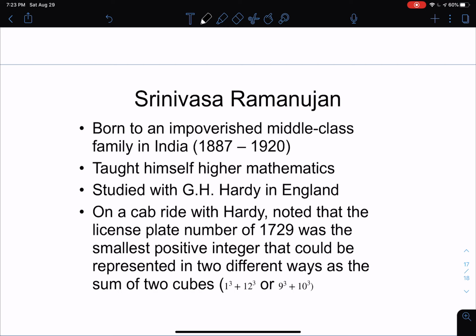were riding a cab together when they first knew each other. And Ramanujan noted that the license plate number was 1729, and immediately was able to say, that's the smallest positive integer that can be represented in two different ways as the sum of two cubes. He looked at it and figured this out. It's 1 cubed plus 12 cubed, or 9 cubed plus 10 cubed. Put it in your calculator and check it out. It does work. Both of those come out to 1,729.